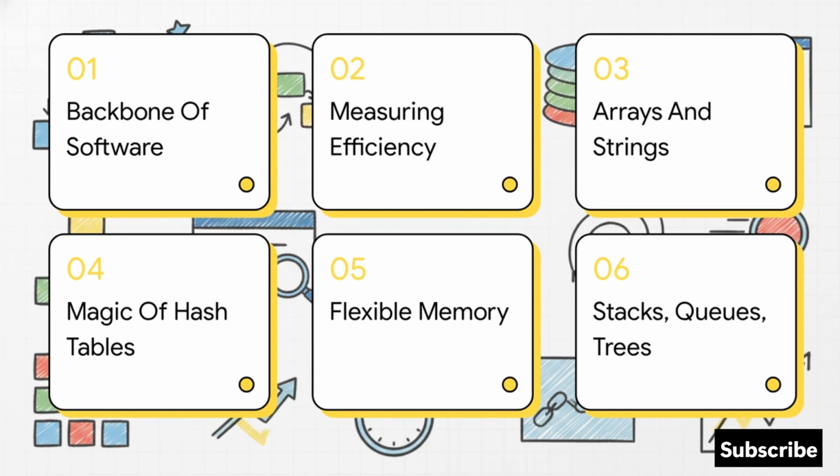All right, here's a quick mental roadmap of what we're covering today. First, the backbone of software. Then, measuring efficiency with Big O, followed by foundations like arrays and strings. Next, the magic of hash tables, flexible memory with linked lists, and finally, stacks, queues, and trees.